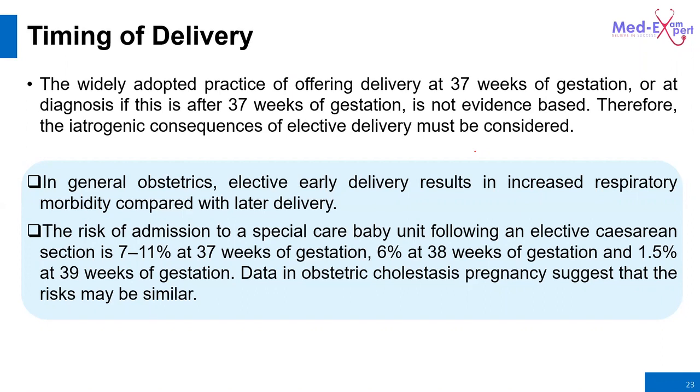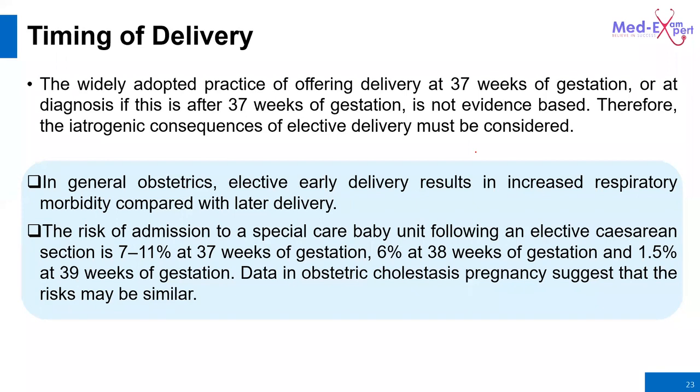So she must know the risk of continuing the pregnancy and also the risk of early delivery, or the iatrogenic consequences of early delivery. Of course, the most important part of elective early delivery is the increased respiratory morbidity. The risk of admission to a special care baby unit following an elective cesarean section is 7 to 11% at 37 weeks of gestation. Of course, this risk is lower as we advance in pregnancy: 6% at 38 weeks, 1.5% at 39 weeks, and data in obstetric cholestasis pregnancy suggests that the risks are similar to normal pregnancy.